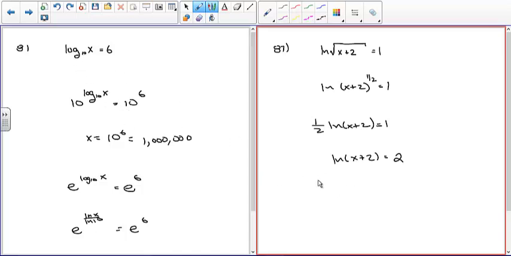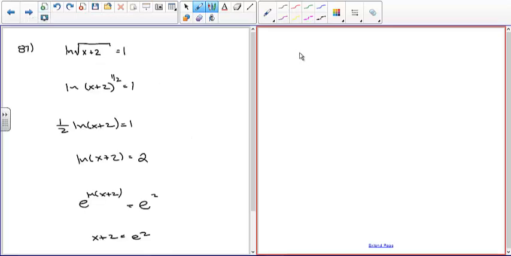Now, just like over here, where we had log base 10, we do e to the natural log of x plus 2 is equal to e squared. E to the natural log of x plus 2 is just x plus 2. So you get x is equal to e squared minus 2 if you solve for that. And let's just plug it into the calculator, then we'll check our answer.